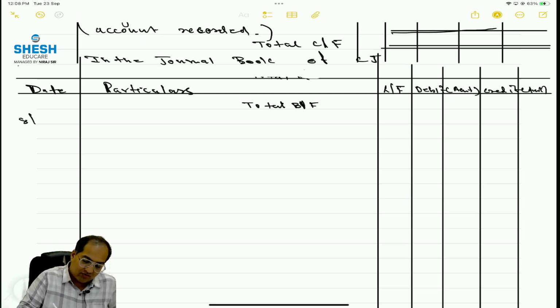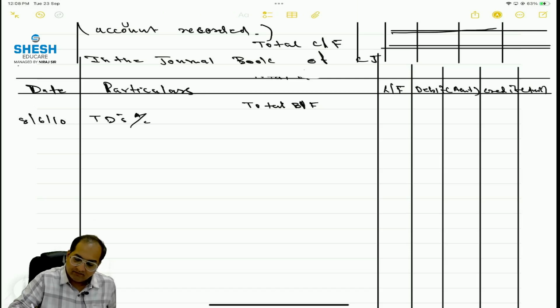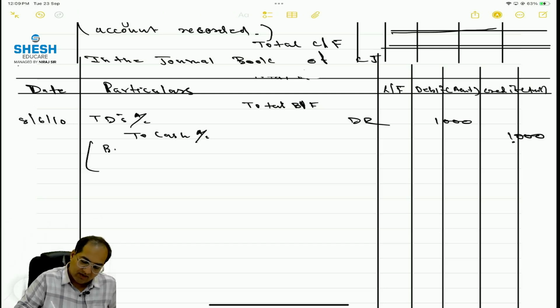On 8th June, Tendulkar is the receiver. So Tendulkar's account debit. How much? 1000 to cash account 1000. And as usual we will write, being cash paid to Tendulkar.